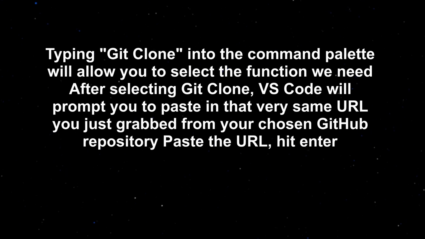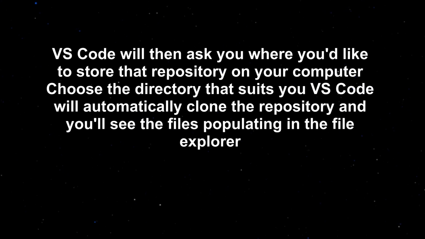After selecting git clone, VS Code will prompt you to paste in that very same URL you just grabbed from your chosen GitHub repository. Paste the URL. Hit enter. VS Code will then ask you where you'd like to store that repository on your computer. Choose the directory that suits you. VS Code will automatically clone the repository and you'll see the files populating in the File Explorer.